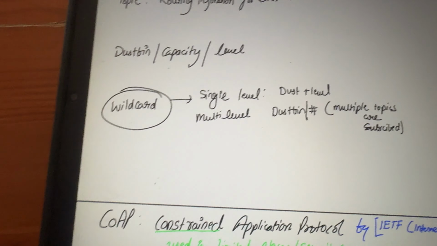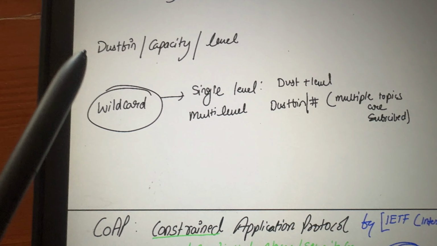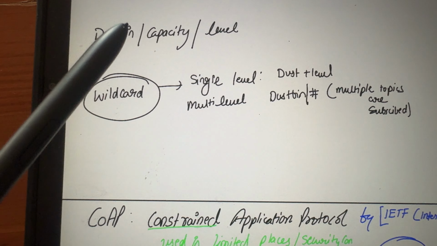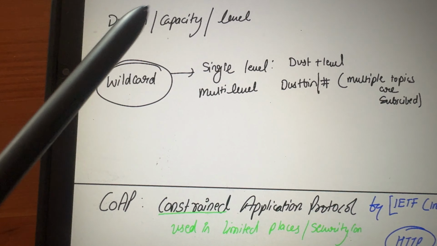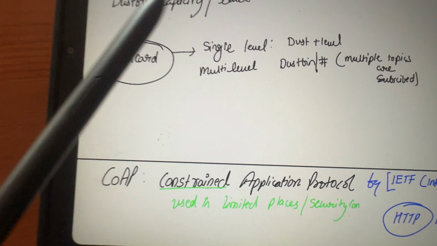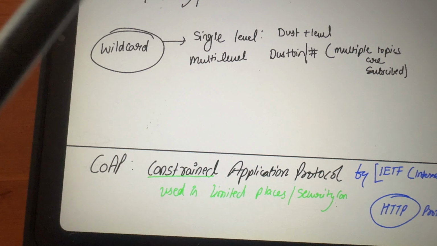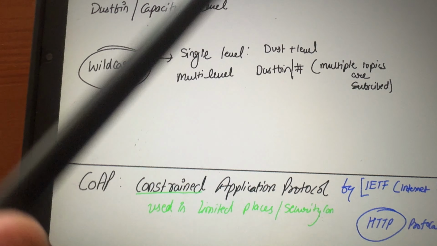If we see the equation, my dustbin capacity and level will define that the user, the client, wants to know the level of the dustbin. Okay, so if suppose we remove the capacity, then the broker will send all the data related to dustbin level to the client.